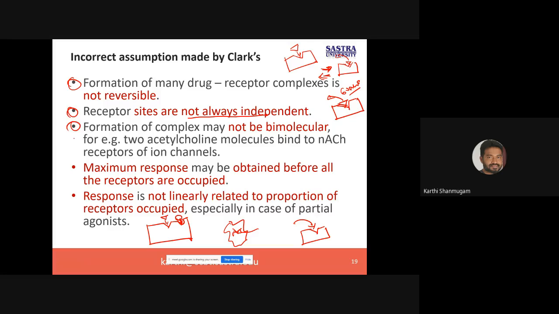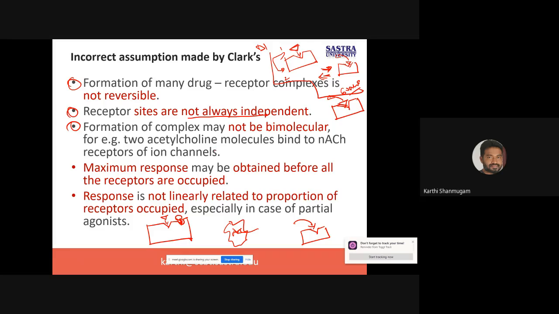The third one is very interesting. Very often many protein molecules have this behavior: formation of complex may not be bimolecular. What does it mean? Here, the formation of complex in this example is bimolecular. Bi means two. The drug molecule binds to the receptor and forms the drug receptor complex, which leads to a biological response. How many molecules are involved in this process? Two molecules: one is the drug molecule and the second is the protein molecule or the receptor.